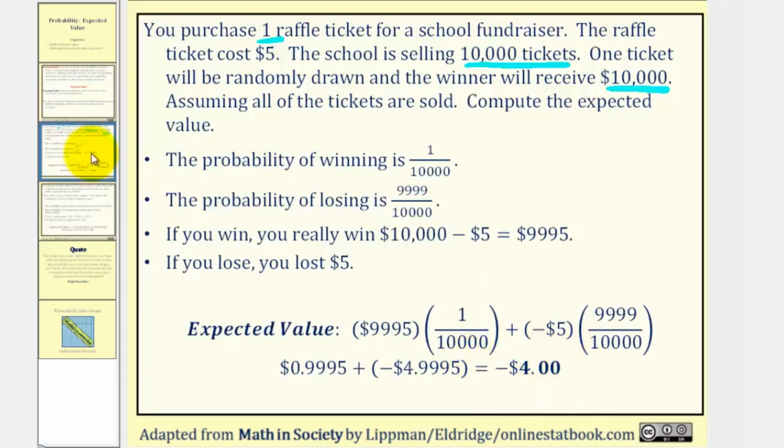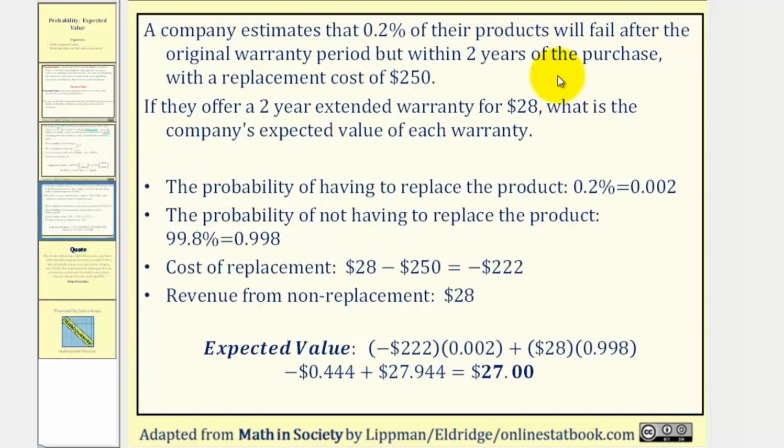Let's take a look at a second example. A company estimates that 0.2% of their products will fail after the original warranty period, but within 2 years of the purchase with a replacement cost of $250. If they offer a 2-year extended warranty for $28, what is the company's expected value of each warranty?